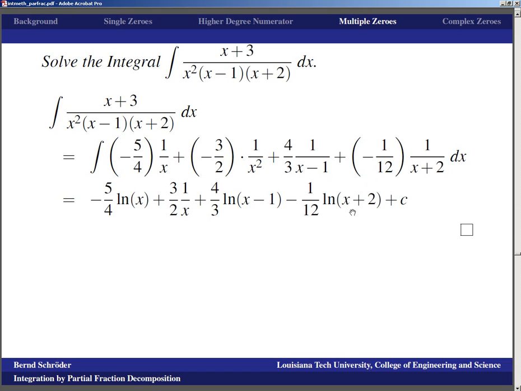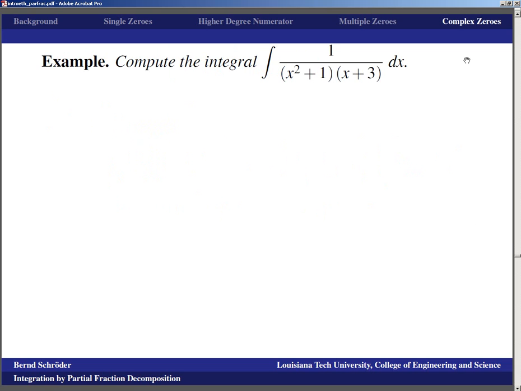Okay, so aside from computations getting uglier, there's really not much happening here, and that's also not going to change when we have complex zeros, but we also want to look at that, because when we want to compute an integral like 1 over x squared plus 1 times x plus 3, well then here we have a term that doesn't factor any further, which means here's where we have to use the setup with the ax plus b in the numerator, if you recall from the theorem from the background.